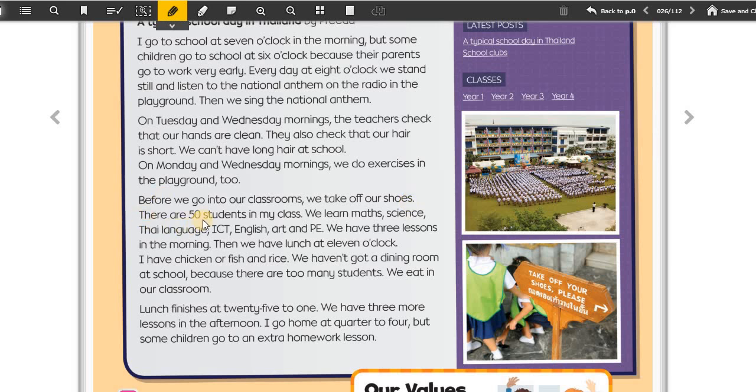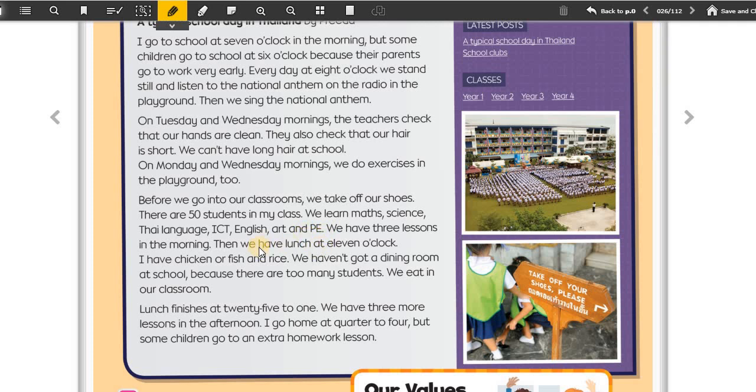No. There are 50 students in my class. Wow, it's so crowded. We have 20 or 25 students maximum in our classes. So 50 is a huge amount, right? They learn maths, science, Thai language, ICT, English, art, and PE lessons. Perfect. Do you remember what ICT and PE were? ICT was a computer lesson, and PE is the sports lesson.